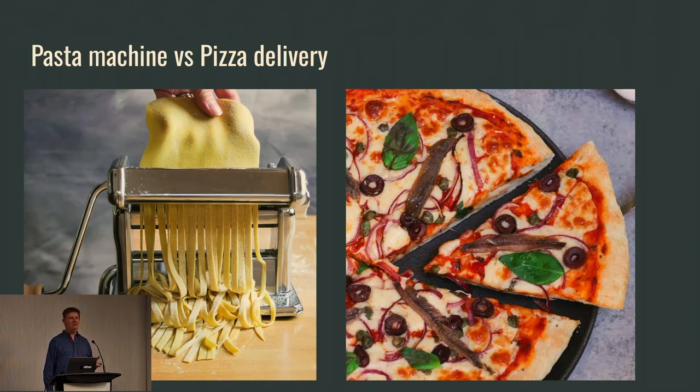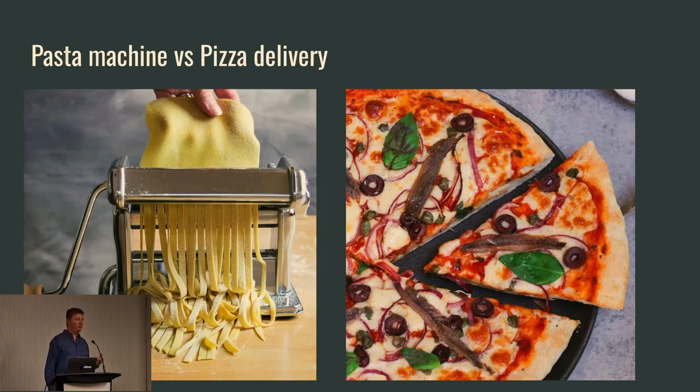If you change your mind and decide you want, like, red lasagna with sun-dried tomatoes in, you have to start from scratch. You have to make the dough again, right? You have to make the ingredients. You have to feed it through the pasta machine again. And that's quite laborious.